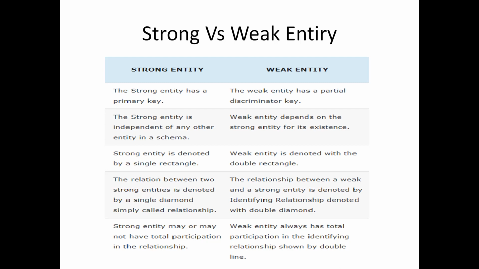A strong entity is denoted by a single rectangle, and a weak entity, as we talked about, is going to be a double rectangle. The relationship between two strong entities is denoted by a single diamond, whereas the relationship between a weak and a strong entity is denoted by a double diamond, which is called an identifying relationship. A strong entity may or may not have total participation in the relationship, but a weak entity always has total participation in the identifying relationship, shown by the double line. So these are the differences between strong and weak entity.